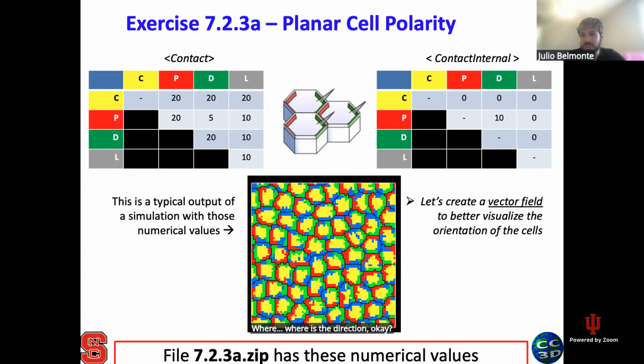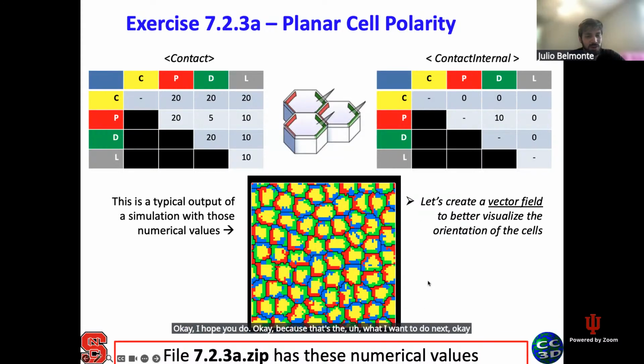But it would be much easier if you actually could convert all these images into a little arrow that points from the red to the green. Okay, do you agree with that? Okay, I hope you do. Okay, because that's what I want to do next.